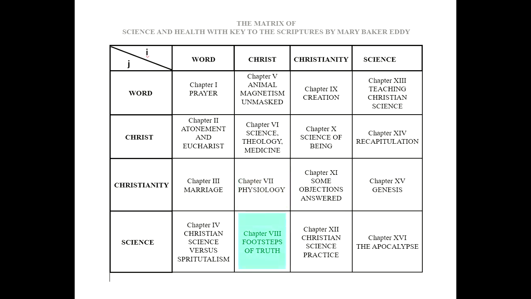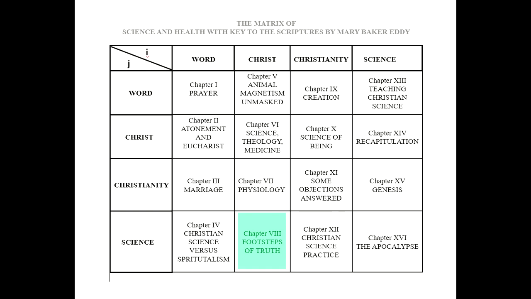Then the dynamic moves on from the Christ as Christianity to the Christ as science, and we come to chapter 8, to Footsteps of Truth, to that chapter which says, now this translation which is taking place and has taken place and is evolving you out of mortality and into immortality, where is that actually going on? It's going on in consciousness. It's an evolution of consciousness. It's a translation and a retranslation of consciousness.